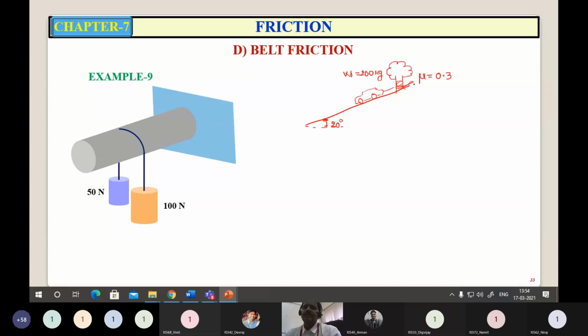On the other side, a person is holding the rope. That means he is maintaining the position of the car by taking the help of the friction between the rope and the tree. And the number of turns of the rope around the tree is 2 turns. Are you following the statement? Now, how much force is required to be applied on the rope by this man to maintain equilibrium of the car? That is the question.